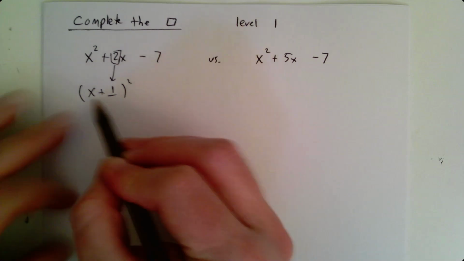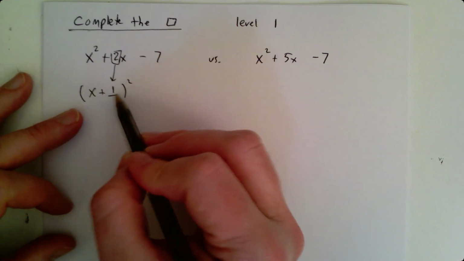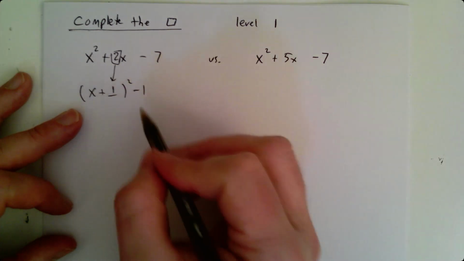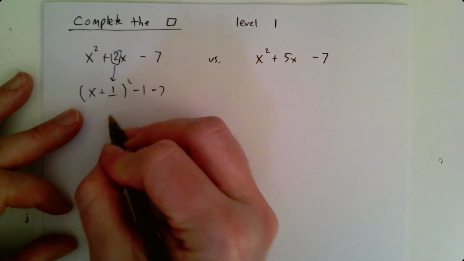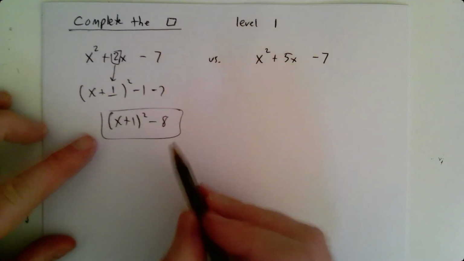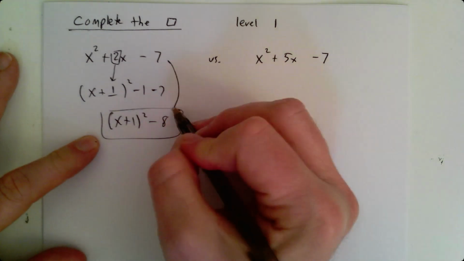And I know that if I multiply this back out, this term's going to get squared, and that's extra. So I'm going to subtract that squared. And so that gives me a final answer of x plus 1 squared minus 8. So that's my completing the square here.